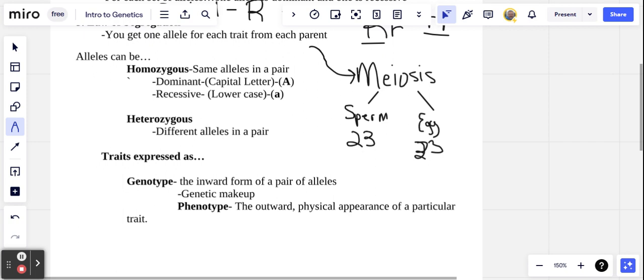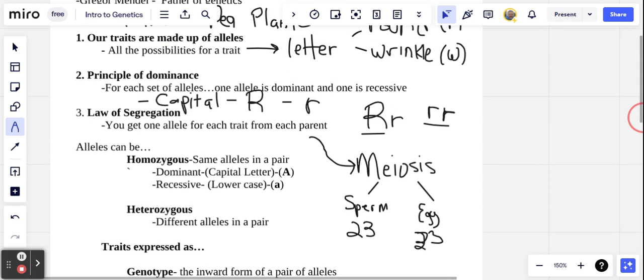And that's this law of segregation. Whenever a sperm or an egg is made, you only get one of the alleles you had. So if you're a tongue roller and you have a capital R and a lowercase r, when a sperm is made, you're either going to get the capital R or the lowercase r. You only get one allele, and it's just random, as we talked about in class. So that's the law of segregation.